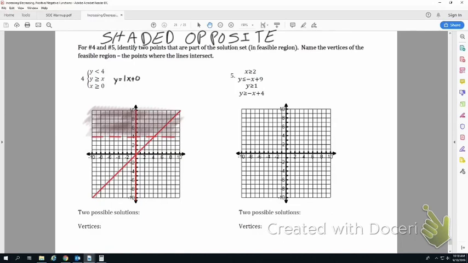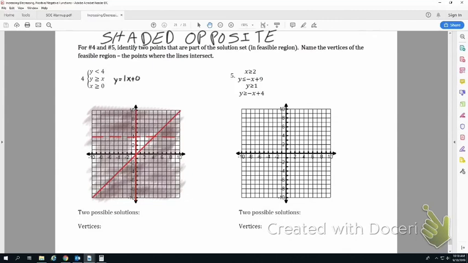If I've got y is greater than or equal to x, and I'm shading opposite, would I shade above or below this line? Below. And x is greater than or equal to 0. If I'm shading opposite, do I shade to the right or to the left? To the left. And then now your feasible region is the unshaded area. And I think it makes it a little bit cleaner. You just have to change your thought process there as you're going through it.